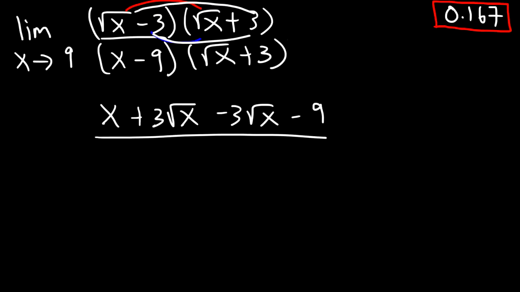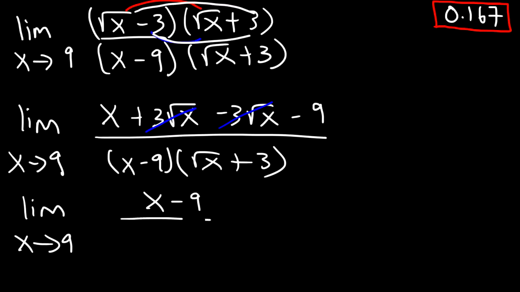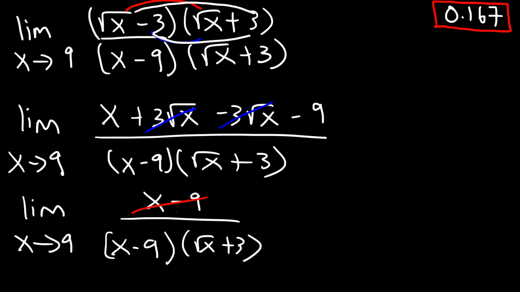Now, what I would recommend is not to FOIL these two. Keep it the way it is. It's going to work out nicely if you don't FOIL x minus 9 with the square root of x plus 3. And let's rewrite the limit expression. So now we could cancel positive 3 square root x and negative 3 square root x. 3 plus negative 3 adds up to 0. So what we have left over is x minus 9 divided by x minus 9 times the square root of x plus 3. So notice now that we can cancel x minus 9.